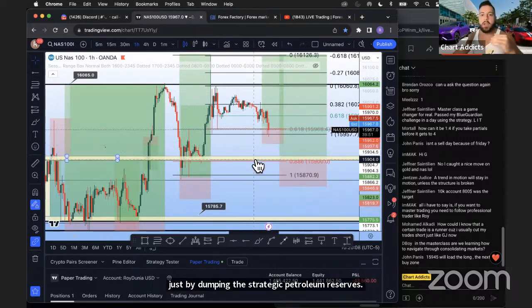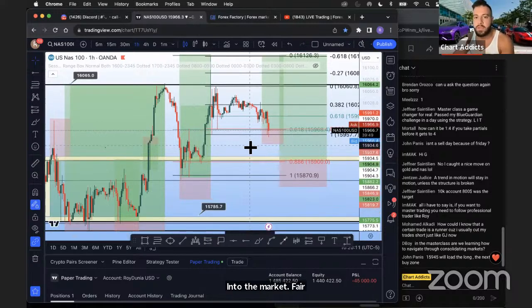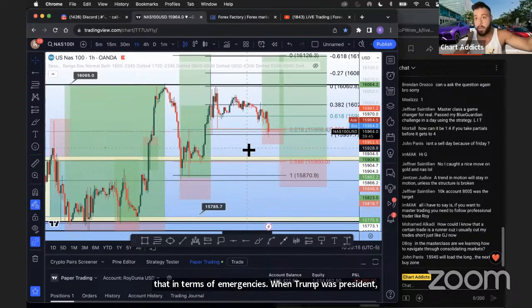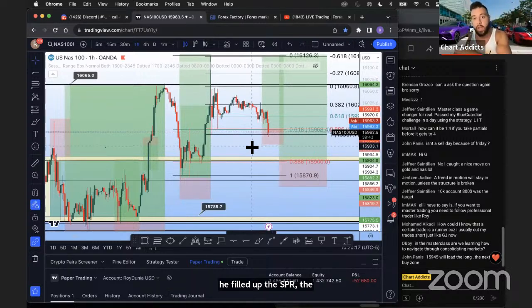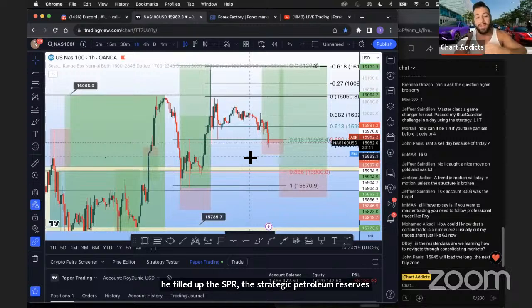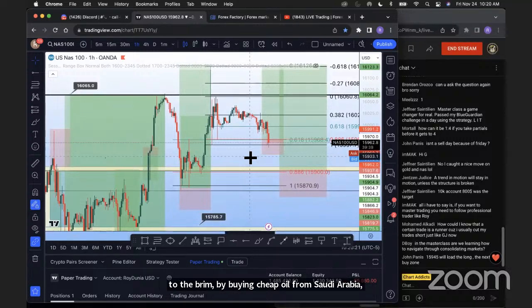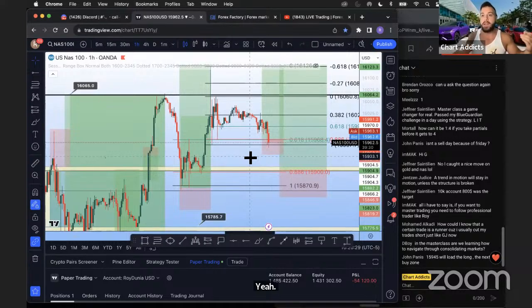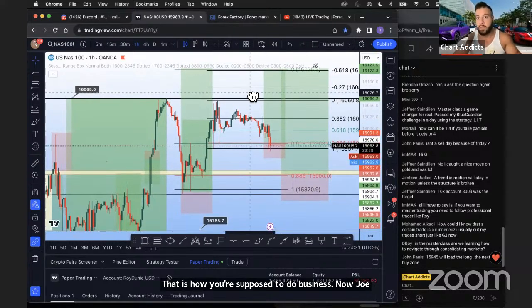Fair enough? Now, you're supposed to do that in terms of emergencies. When Trump was president, he filled up the SPR, the Strategic Petroleum Reserves, to the brim by buying cheap oil from Saudi Arabia, Venezuela, and Russia, and then building our stockpile. Then what we ended up doing is drilling more and selling and exporting our oil to the rest of the world. That is how you're supposed to do business. Now, Joe Biden has depleted almost 50% of the SPR.